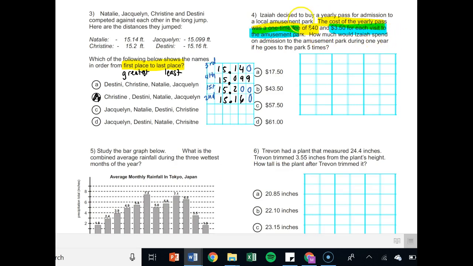How much would Isaiah spend on the admission to the amusement park during 1 year if he goes to the park 5 times? So we know he's going to pay $40 no matter what, but then he's also going to pay $3.50 each time he goes, and he goes 5 times. So these two numbers are definitely connected. Let's multiply them to figure out how much he pays for the amount of times he goes.